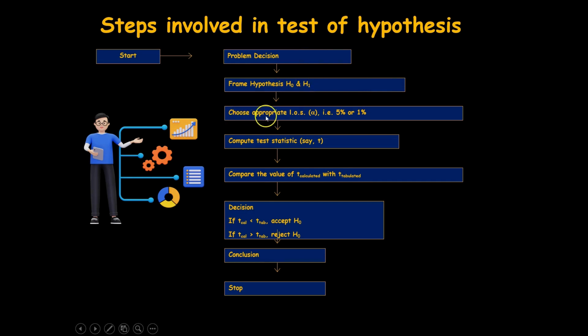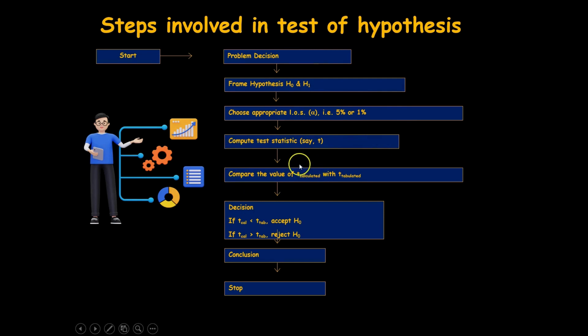Then the next step is to choose the appropriate level of significance at 5% or 1%. That means to choose the margin of error or the maximal error which we are prepared to risk. Then compute the test of significance like T, Z, F or chi-square. It depends upon the circumstances or the objectives that are involved.